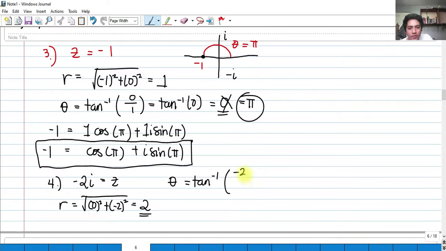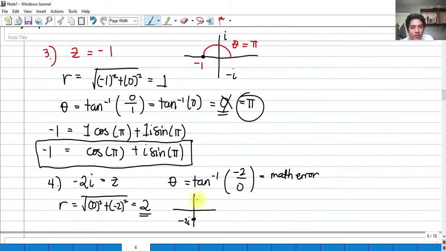Our y is negative 2. Our x is 0. We cannot calculate this. This results to math error in your calculator because the denominator is 0. That is math error in your calculator. But upon observation by inspection, if you're going to graph negative 2i, this may be the negative 2i.